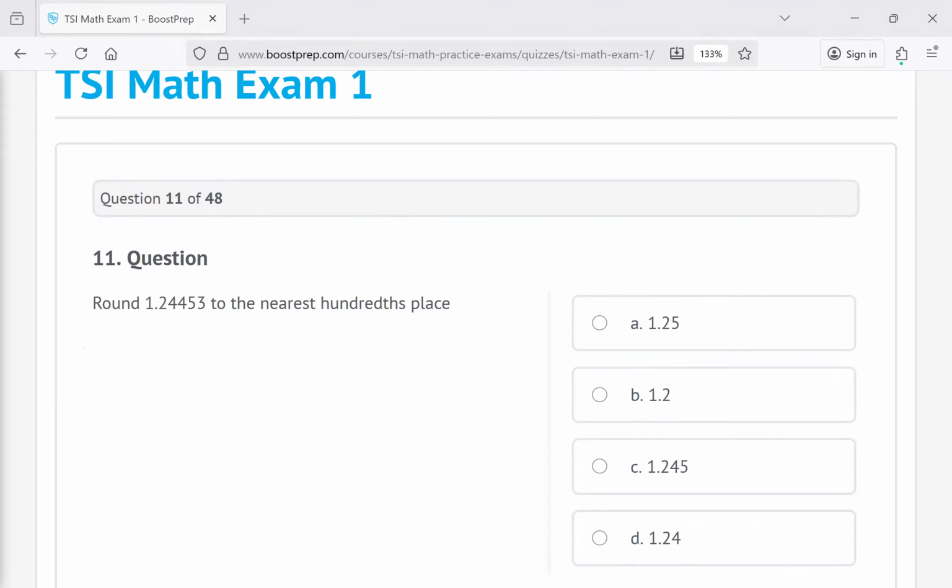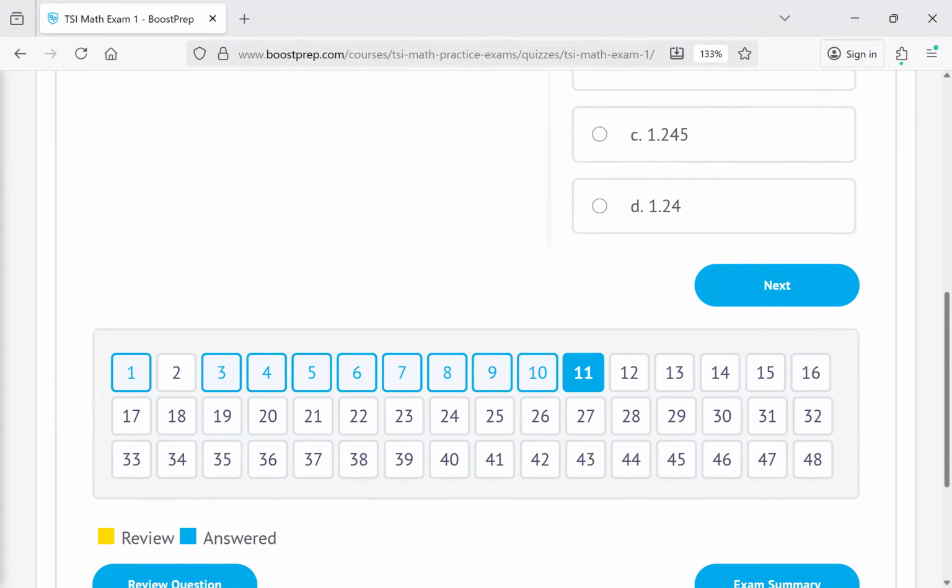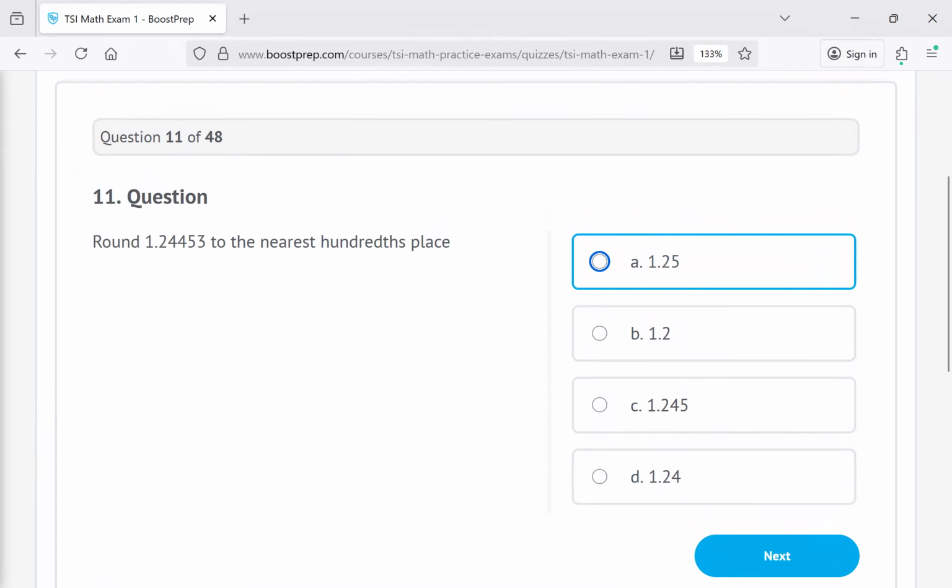If I'm going too fast, you can always pause the video. But keep in mind, for this exam, we have like 48 questions, so I have to speed it up a little bit.